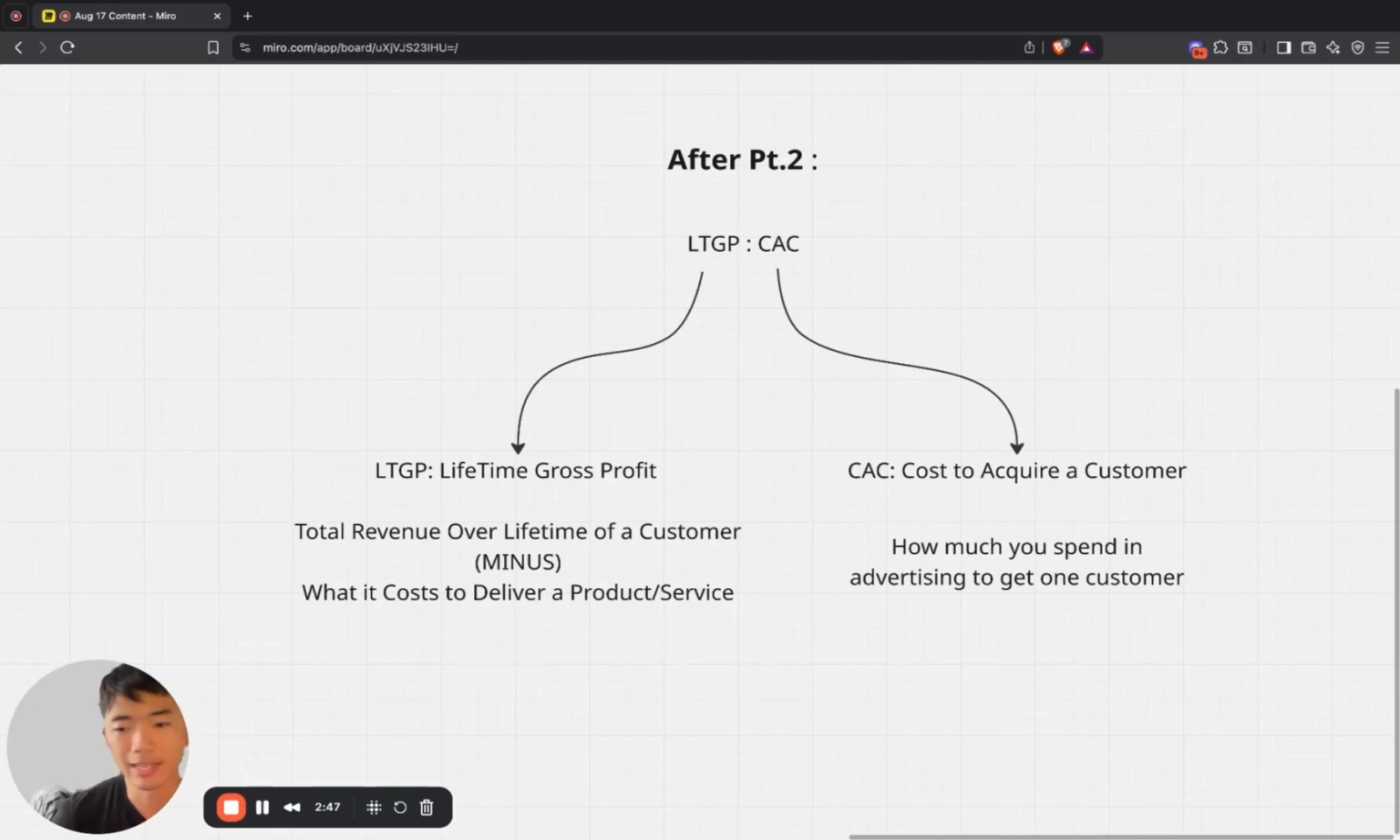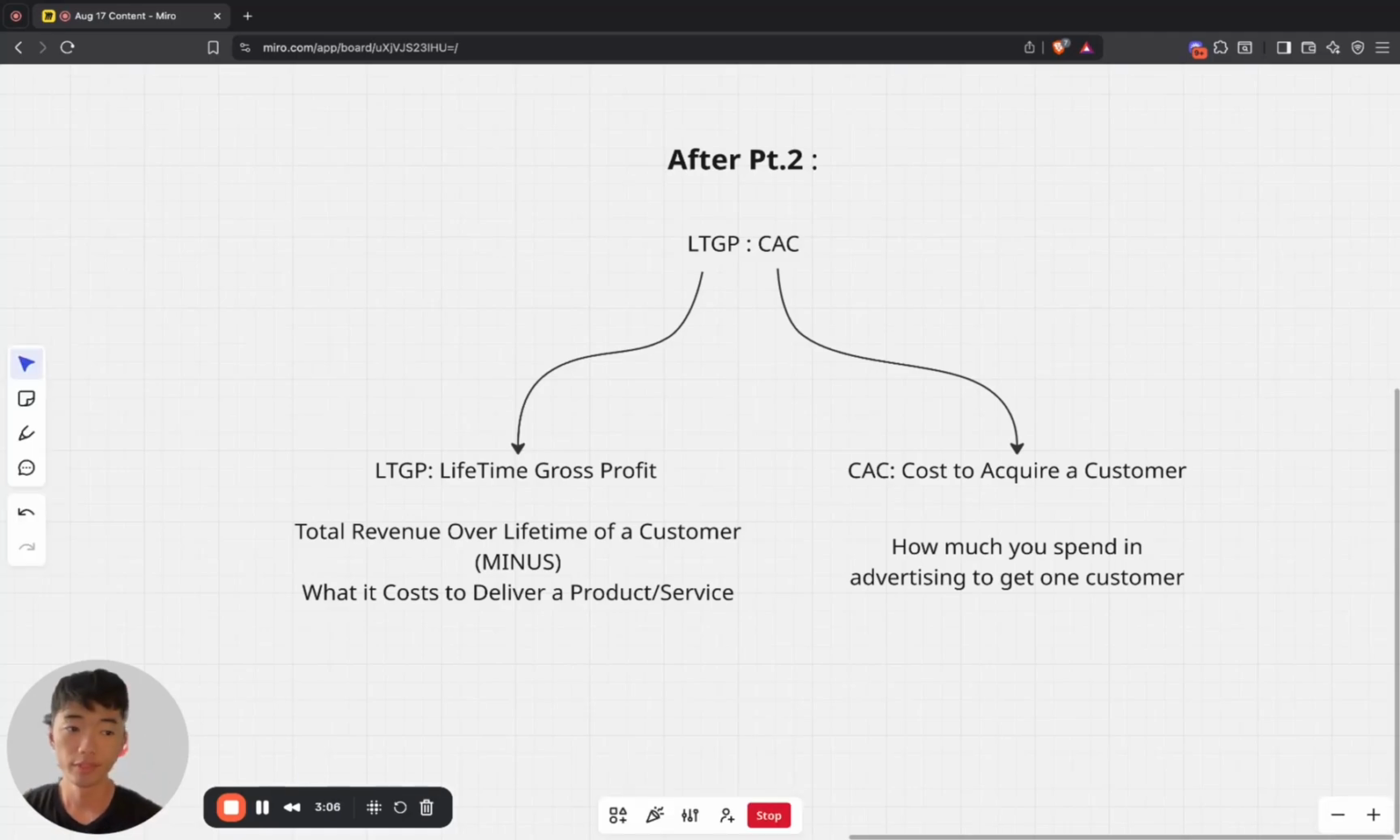So you can basically calculate that by taking the total revenue over the lifetime of a customer minus what it costs to deliver a product or service for that individual customer, and then how much you spend in advertising to get one customer. With this ratio, you can get an idea of how much money you're getting back for every dollar you spend in advertising, right?